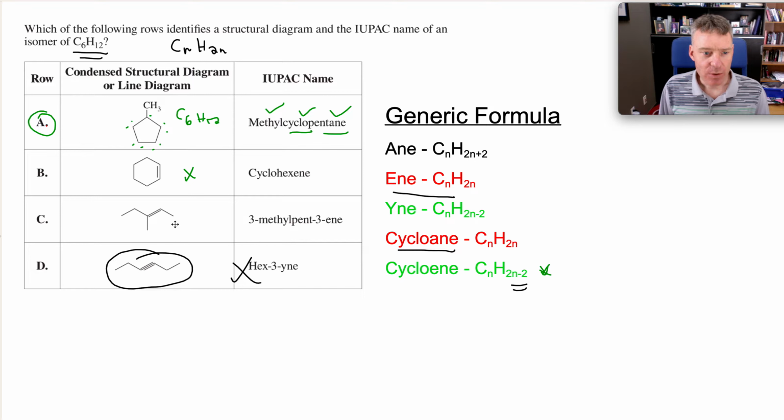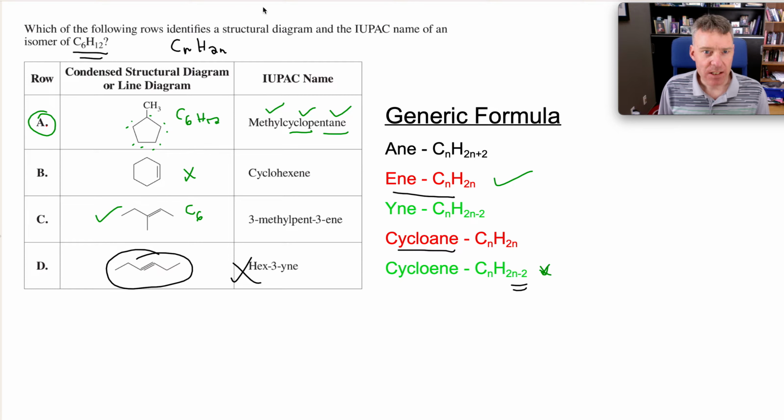C, let's figure what's wrong with this one. So we've got 1, 2, 3, 4, 5, 6 carbons. So that looks good. It is an ene. So it's going to fit there. I'm not going to count out all the H's, but it does work. I'm just saving a bit of time. It's the name that's wrong.